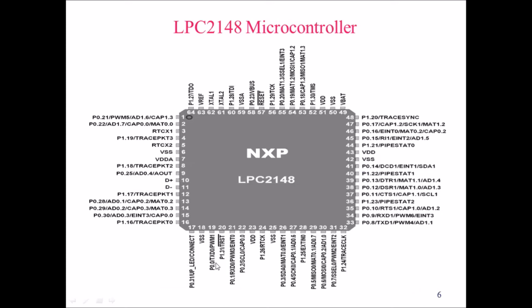One is port 0.0, the port 0 zeroth pin, a general purpose input output pin. The second function is TXD0, which stands for transmitter, transmitting for the UART0 function. Then we have pulse width modulation, PWM1. So these are the three functions associated with pin number 19.